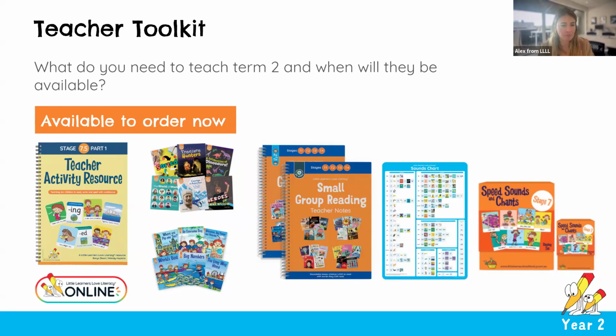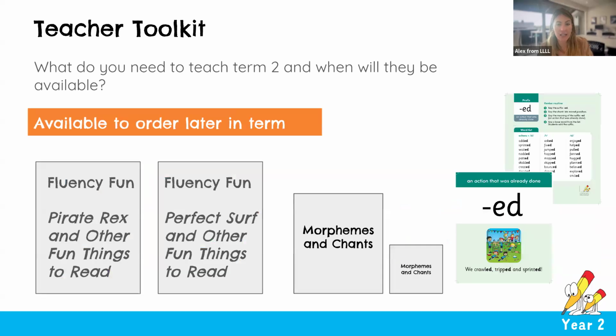Coming later in the term, these things will not be available to pre-order, so we'll let you know when they're ready for you to order and in stock. The next 2 Fluency Fun books, Pirate Rex and Perfect Surf, with a new illustrator. They're going to be so fantastic. The third book will be beginning of May, and the fourth book will be beginning of June.